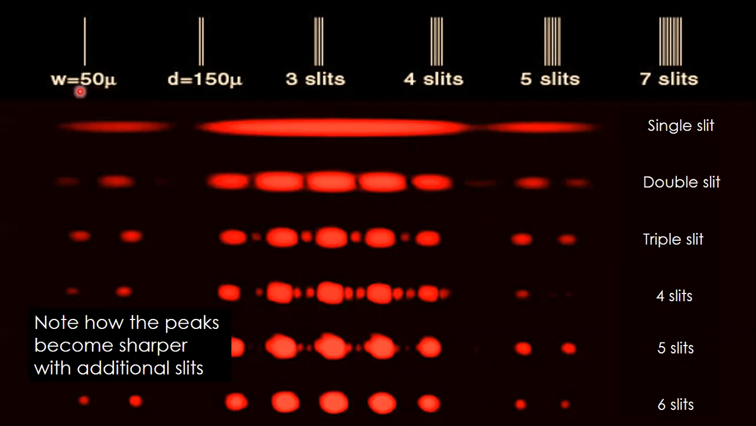In this case, this was laser light sent through a 50 micron opening, and the distance between the slits was 150 microns. So our interference pattern is smaller than our diffraction pattern because the distance between the slits is greater than the width of each individual slit.